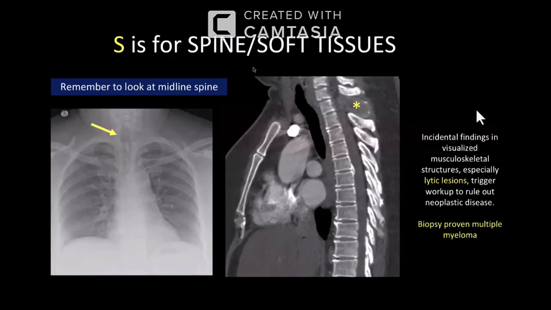S stands for the spine or soft tissues. So always remember to look at the midline spine and also look at the effacement, or the progressive decrease or increase in the spine density. This was a case where the spinous process could not be visualized that clearly posterior to the trachea. The CT scan shows a large soft tissue lytic lesion, which is biopsy-proven multiple myeloma.